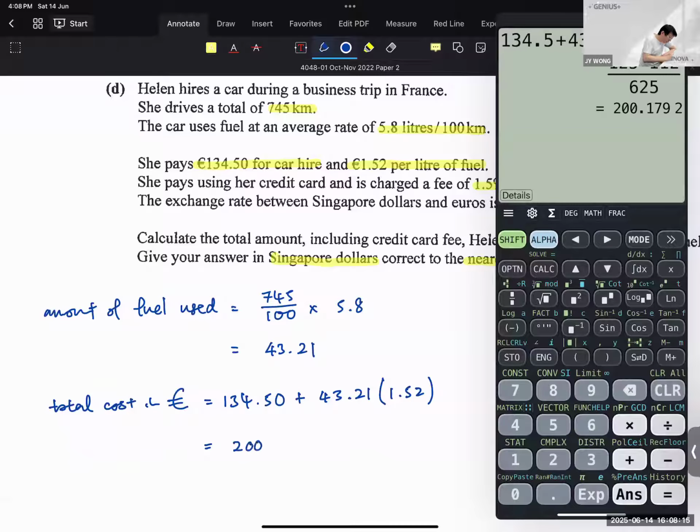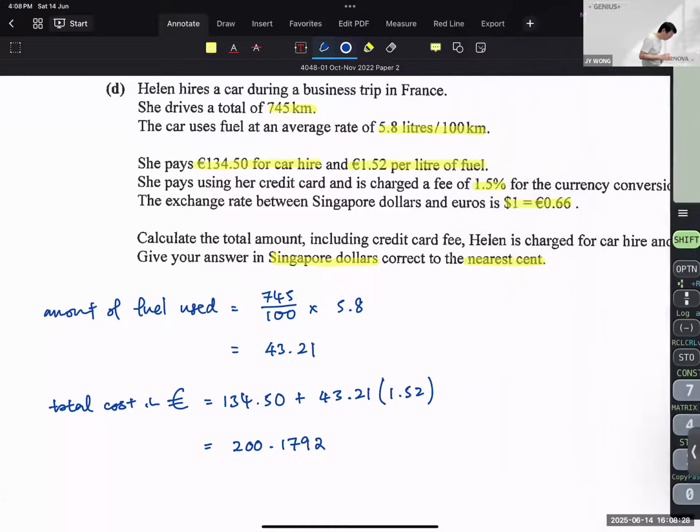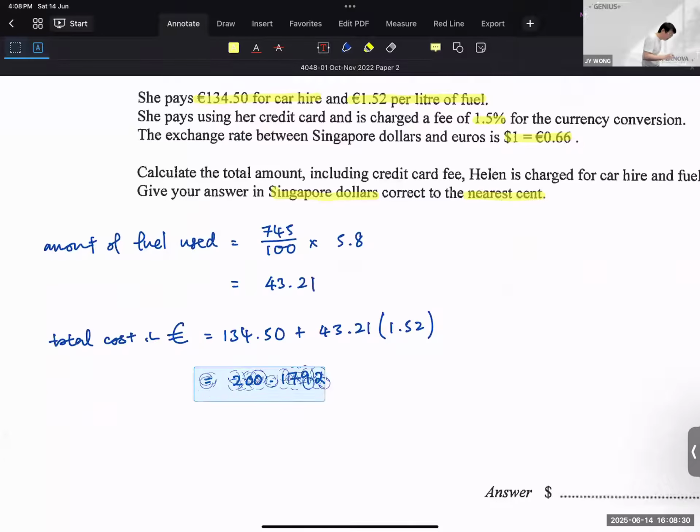You will get 200.1792. It's an exact value. I will leave it as an exact value first. You will know that obviously euro cannot be calculated like that, but this is a working step, so it's perfectly fine to leave it as it is.